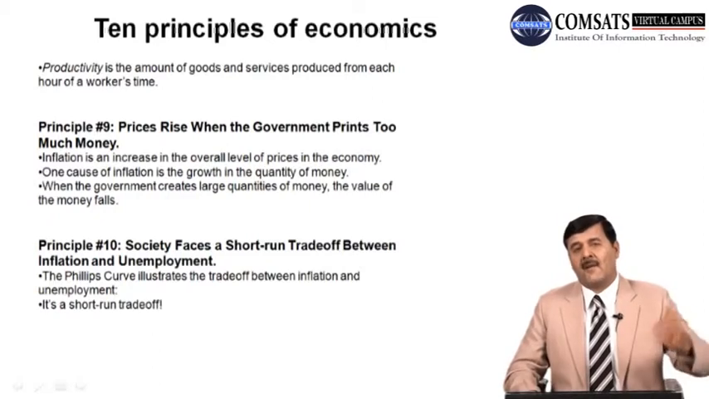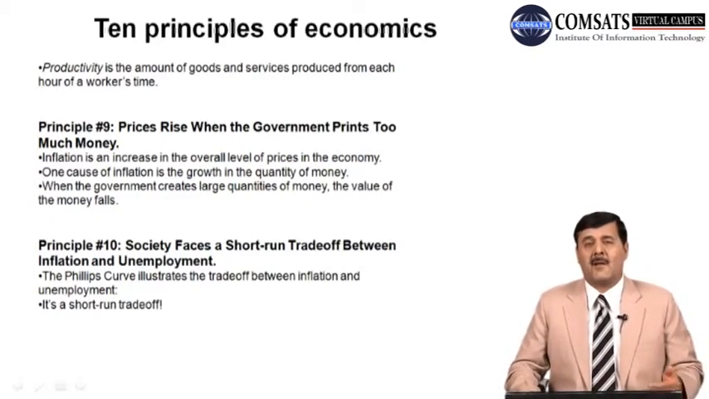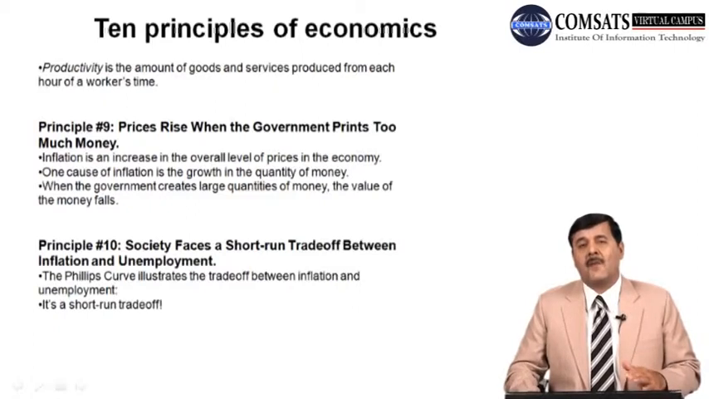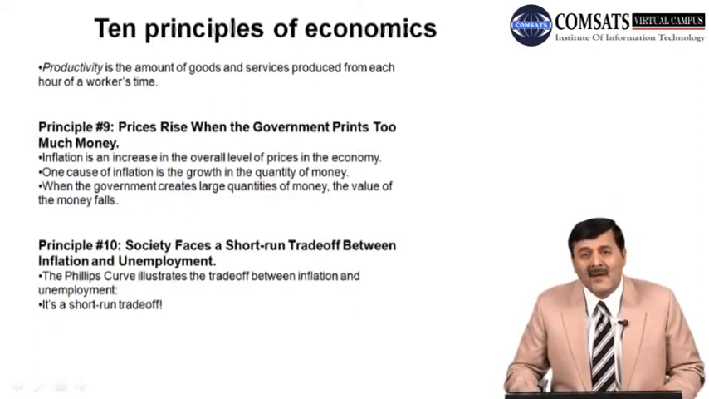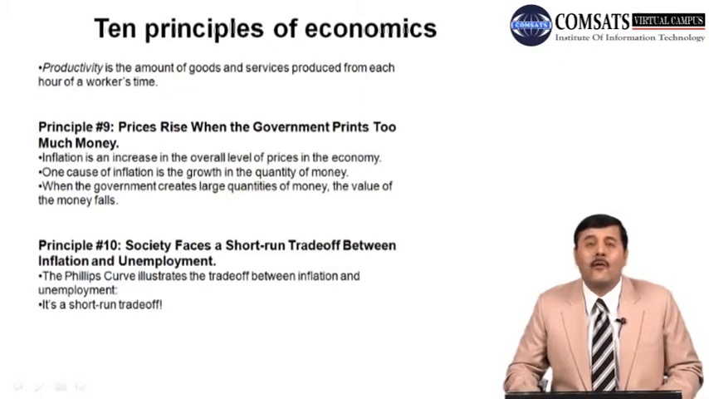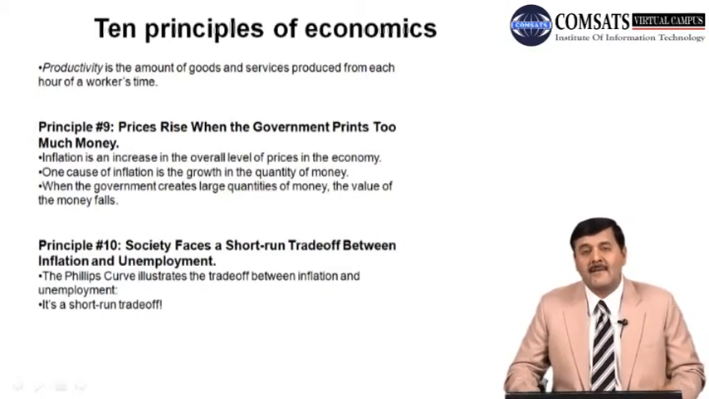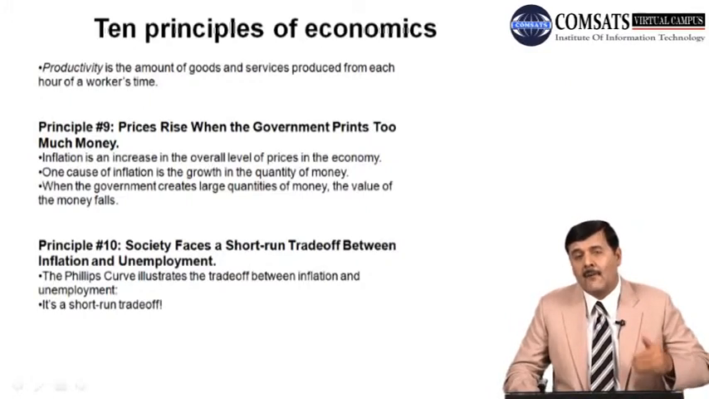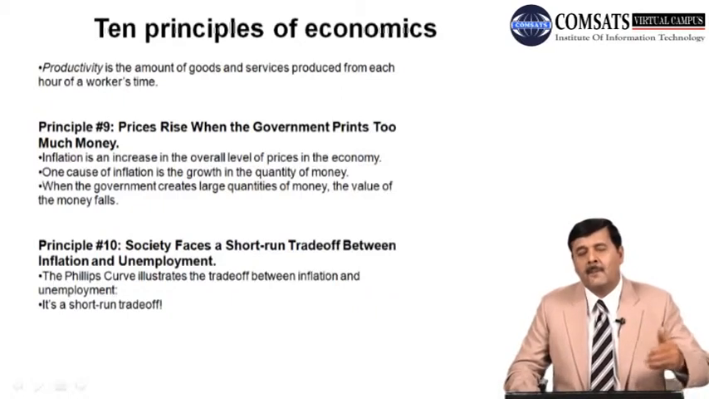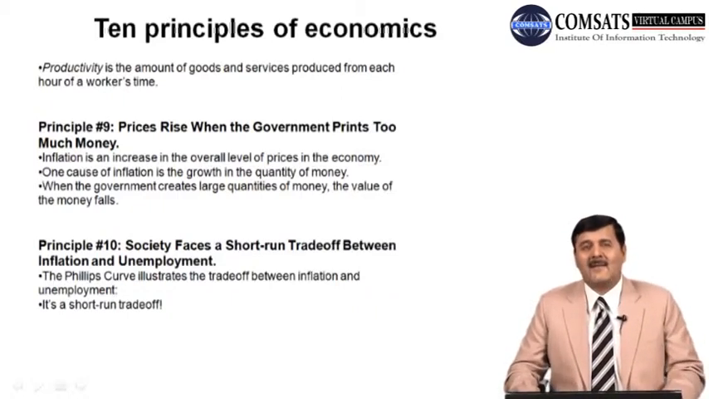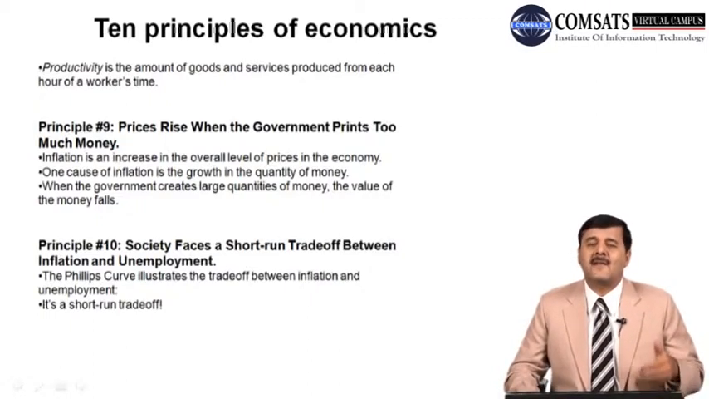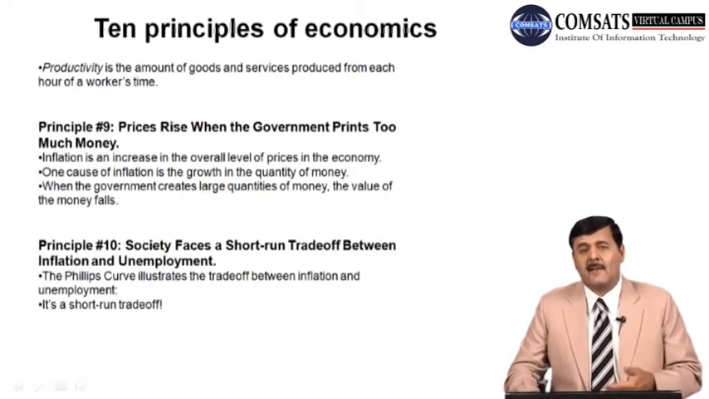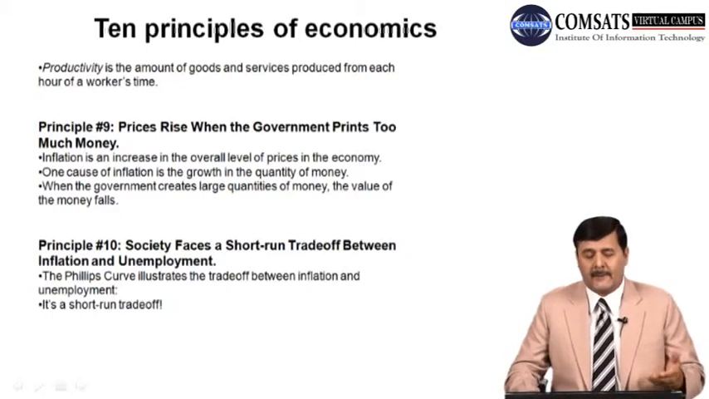When we have a lecture on inflation in detail, we will see the quantity theory of money, which was given by Milton Friedman, and he said that money supply is the main cause of inflation, right? So that is another principle of economics. It says that if the government prints too much money, prices will rise. And the last principle of economics, or the basic principle of economics, is that societies face a trade-off between inflation and unemployment. And in this regard, we'll talk about the Phillips curve in detail later on.